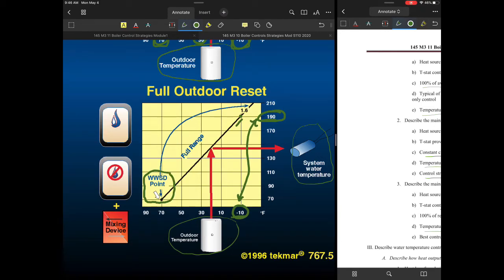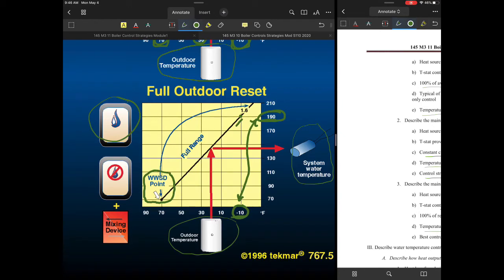And then obviously, based on the other input, which is going to be your inside temperature, or what we call the warm weather shutdown point. They might change the terminology, where they might say off point or something like that. So those are ways that we'll have to look at it, but that's a great way that this can be done.